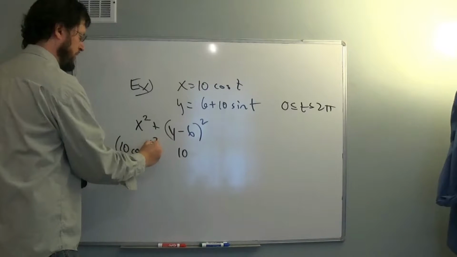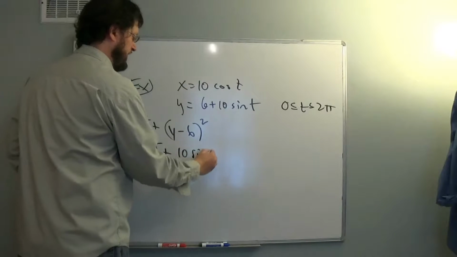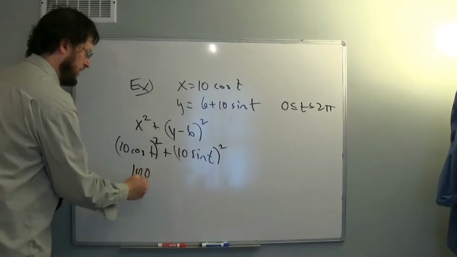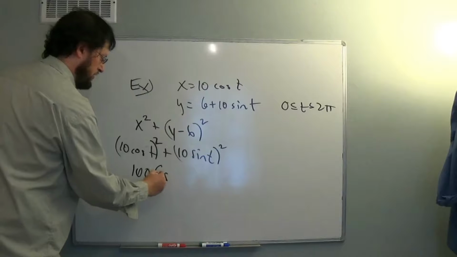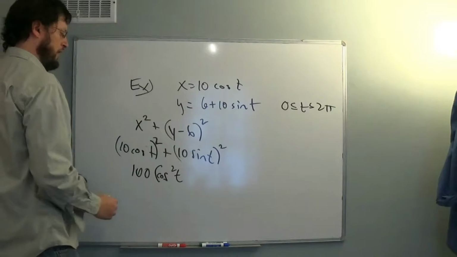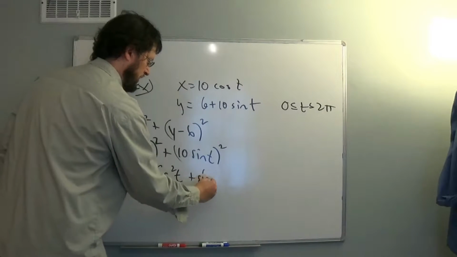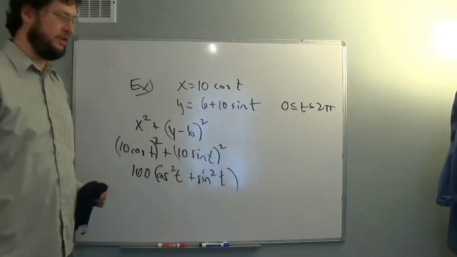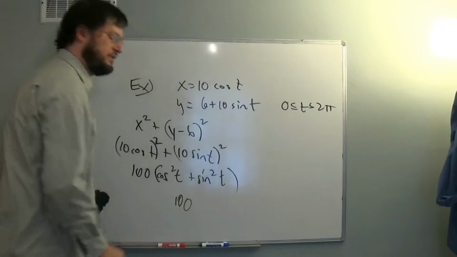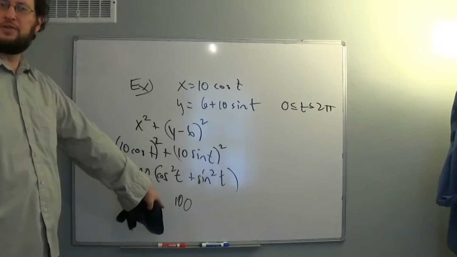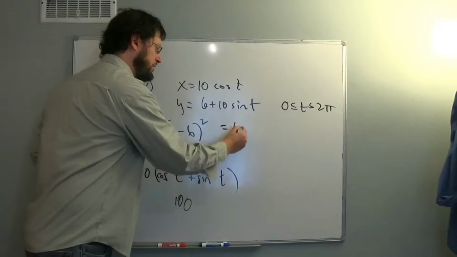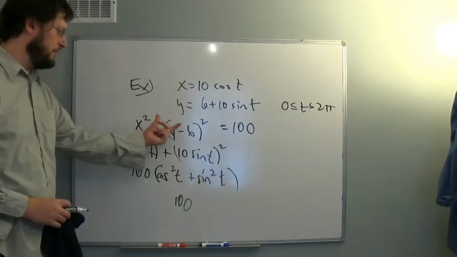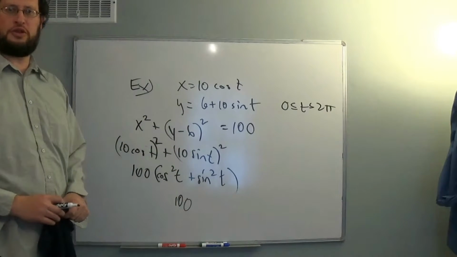So 10 cosine t squared, and this will be 10 sine t squared. And so that's 100 cosine squared t and 100 sine squared t, which I can factor out and get 100 times cosine squared t plus sine squared t. But cosine squared t plus sine squared t is just 1, no matter what, always. So we end up just getting 100, which means that if I set that original equation equal to 100, then I get something that is true, because when I simplify the left-hand side, I end up getting 100.